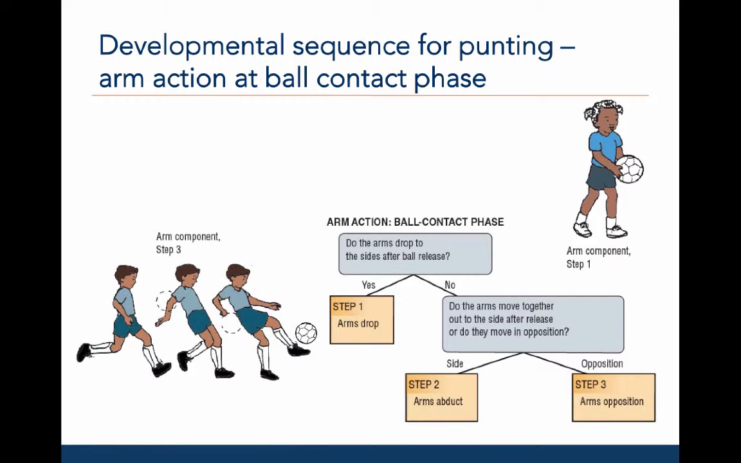The observational plan for the arm action at ball contact has 3 developmental steps.